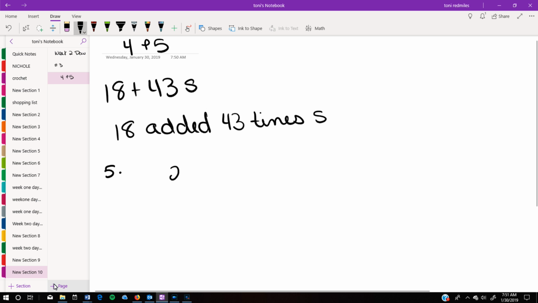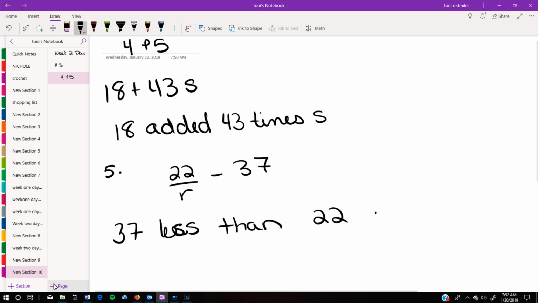Number 5, 22 divided by r minus 37. I like to use whatever term does not have a variable. I like to go first. So 37, it's less, and I need to have it turn about. So I'm going to put less than 22 divided by r. Okay, again, you can write it different ways as long as you get the right operational words in there.